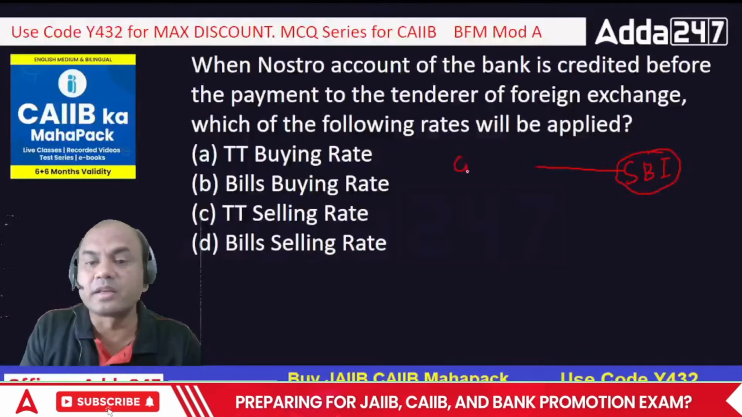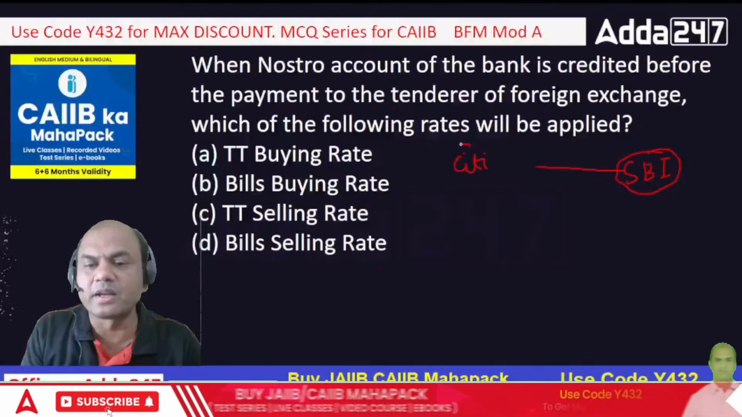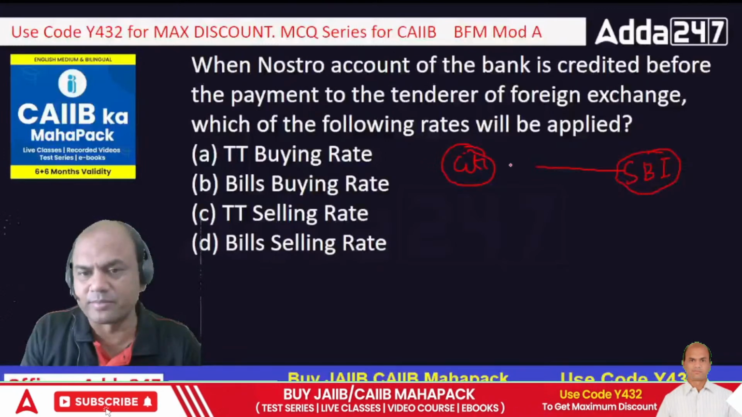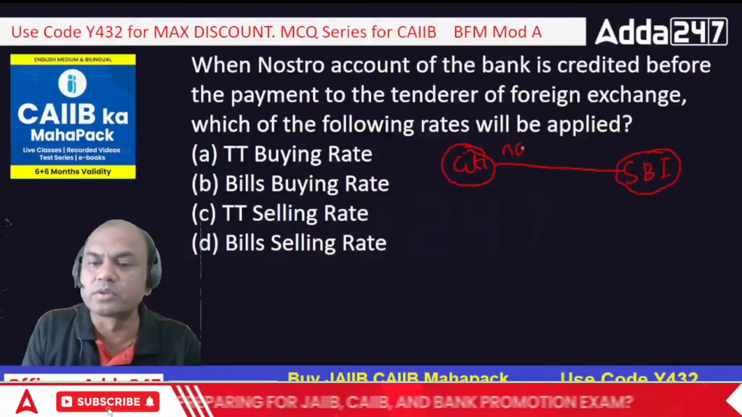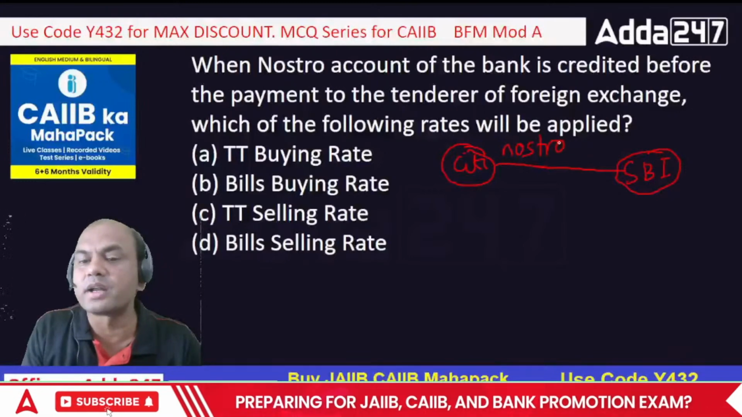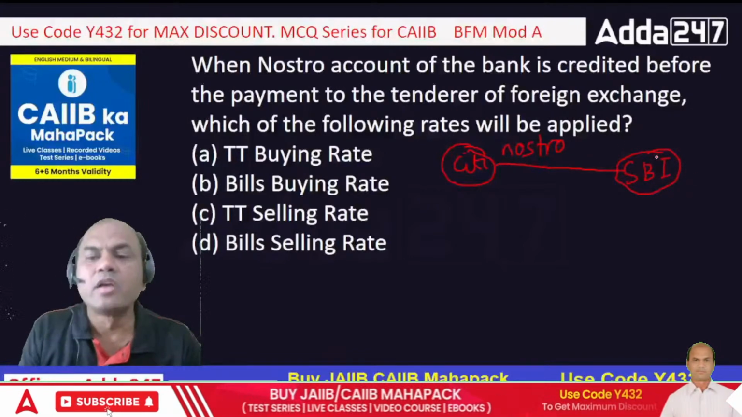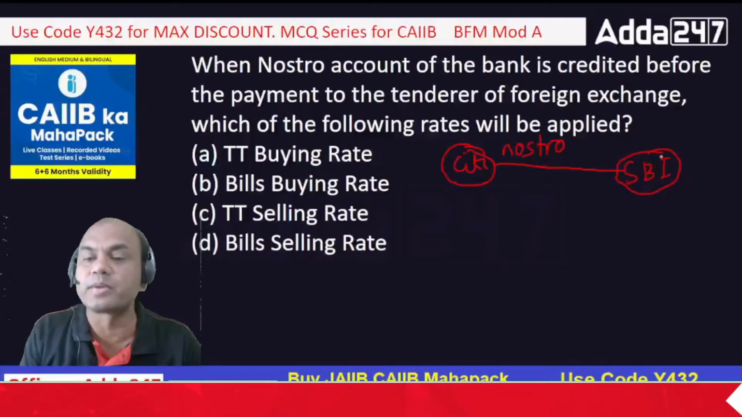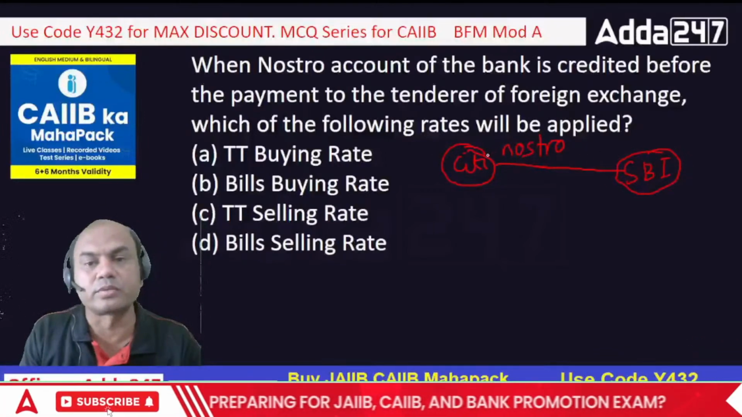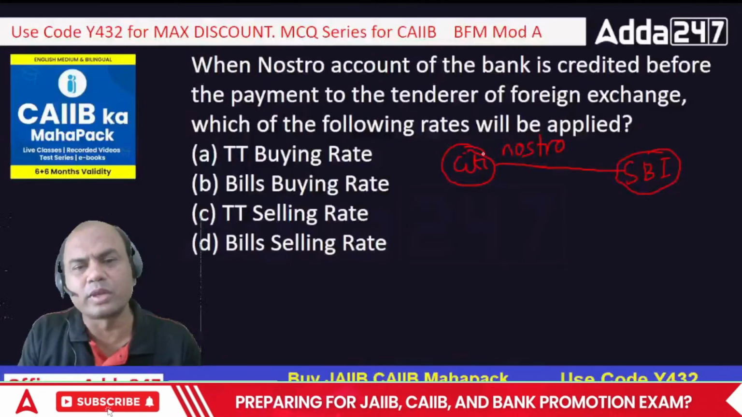Okay, see, don't consider this as SBI only. It can be any bank. It's just an example. So suppose SBI is having a nostro account with Citibank. Nostro means what? It's a dollar account. When SBI maintains an account with Citibank, that's called a nostro for SBI, but for Citi it's called a vostro.